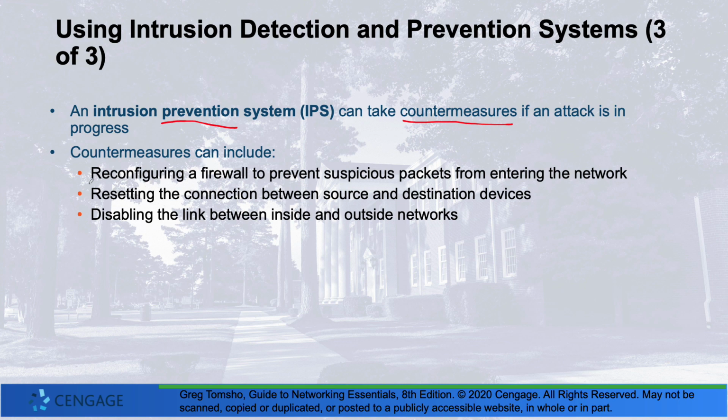Countermeasures include reconfiguring a firewall. So it adds a rule to the firewall, don't talk to this person anymore. It might reset the connection between the source and destination, so they have to reconnect. And it keeps doing that to slow them down. It can also turn off the link between the inside and outside networks. So it just shunts that connection, and then all internet access is turned off for the company. You decide what it does.